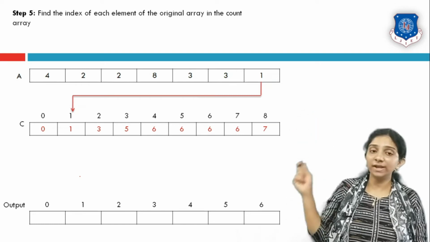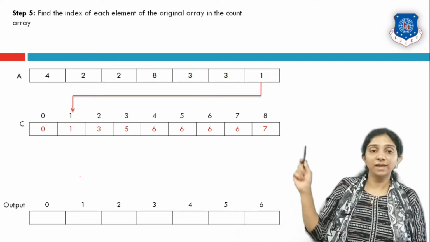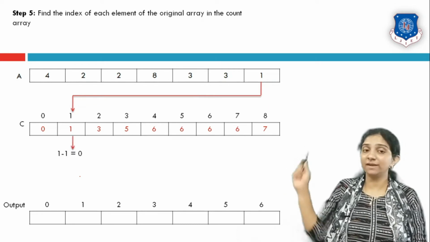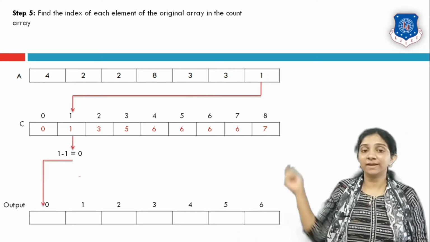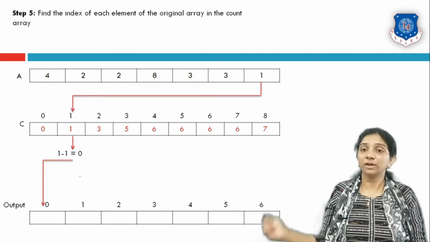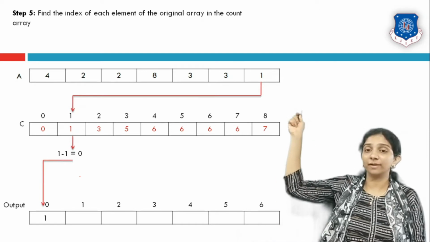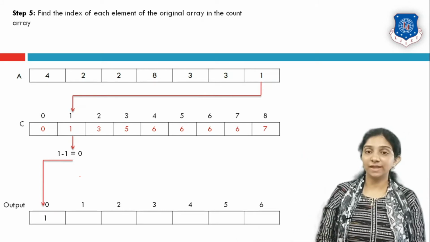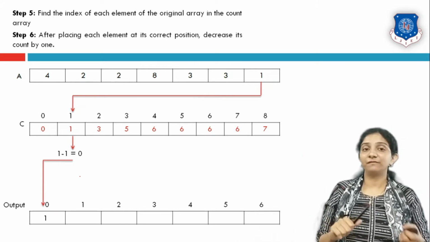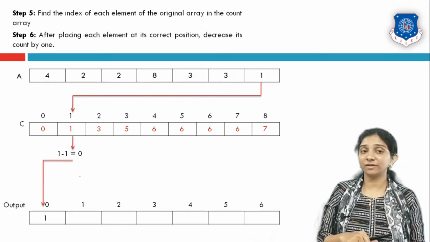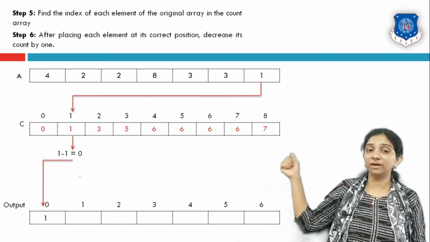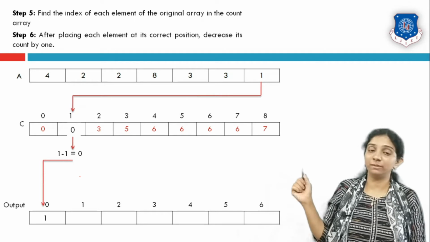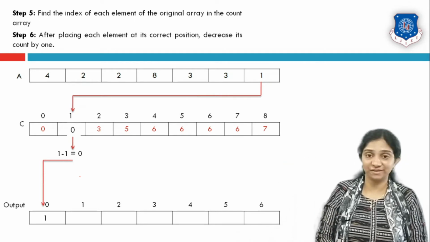So we will go to index number 1 of the count array, and whatever value is there will first be decremented, and at that index of the output array the original number, that is 1, is stored. After placing each element at its correct position, we will decrement its count by 1. So now my count will be 0 in its place.